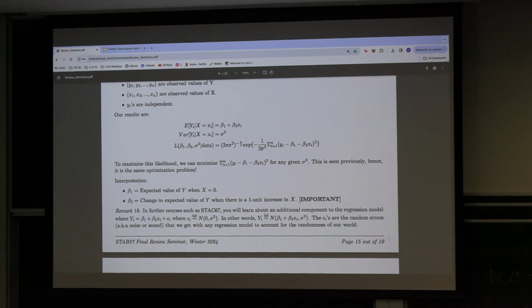But basically what you need to know is that you want to maximize the likelihood, and to do so you minimize this part right here, which is the least squares that we've seen before.